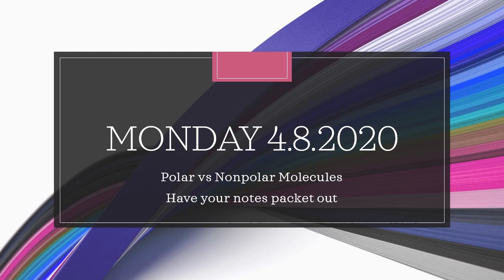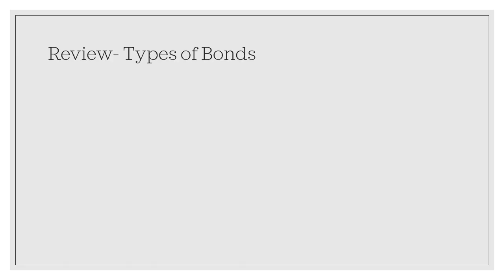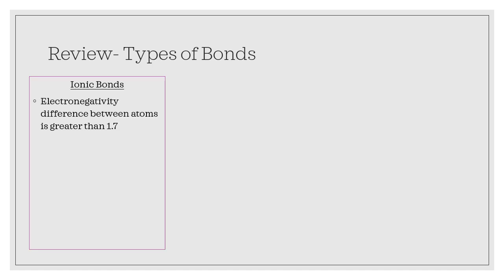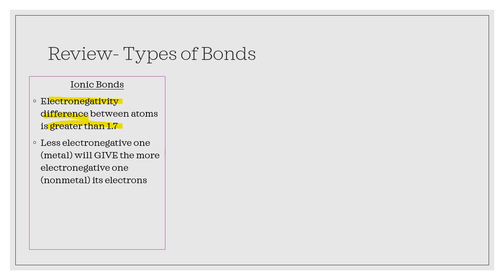You should have your notes packet out, and we're going to go over how to determine if a molecule is polar or not. So Friday we went over the different types of bonds. There are ionic bonds, which is when the electronegativity difference is greater than 1.7 between atoms. And you don't ever have to memorize any electronegativity values. I'll always give those to you, and you have them in your notes packet.